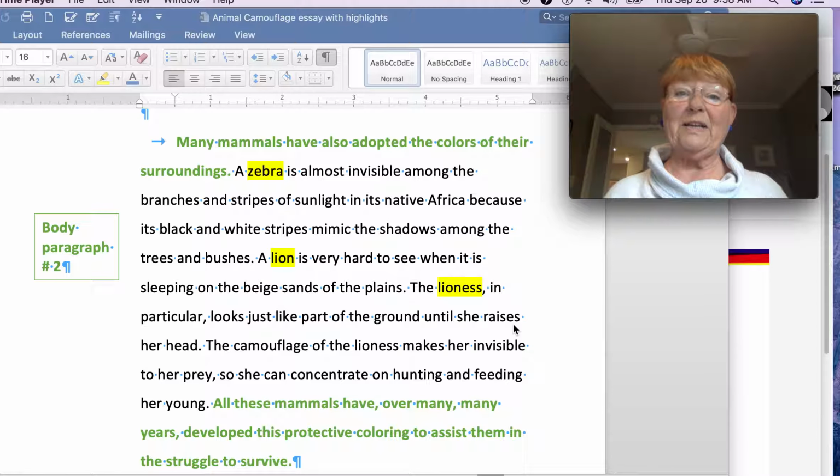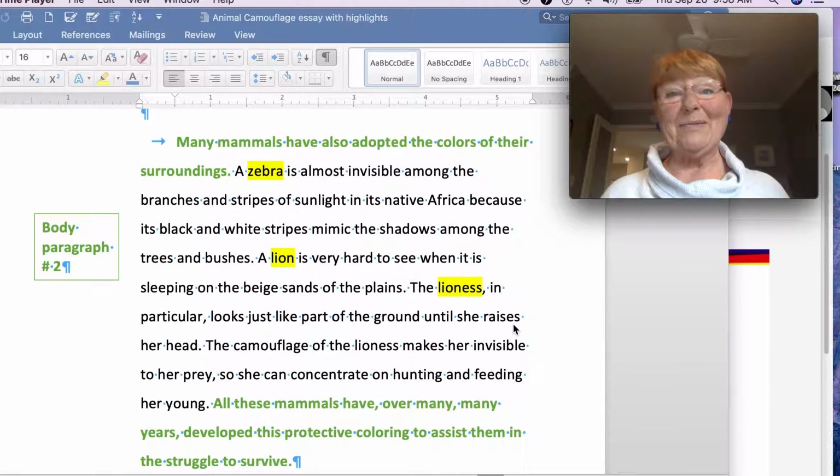Mammals are animals that have live babies, like human beings, and give their babies milk to drink in the beginning as they're growing. And it starts out in body paragraph number 2. Many mammals have also adopted the colors of their surroundings. Well, they can say also because the first paragraph talked about birds and about how they adopt colors to their surroundings in order to survive. And here now they're talking about mammals.